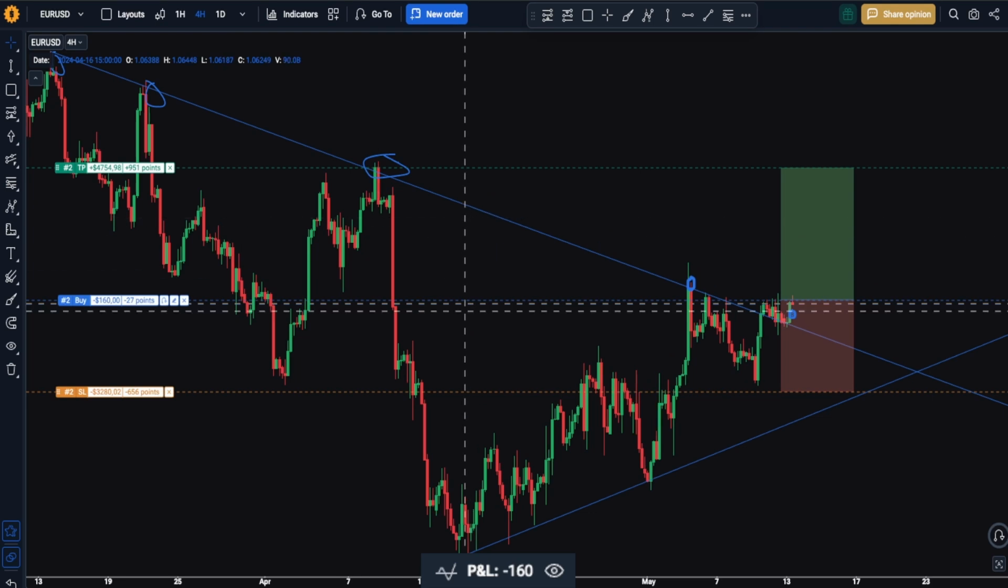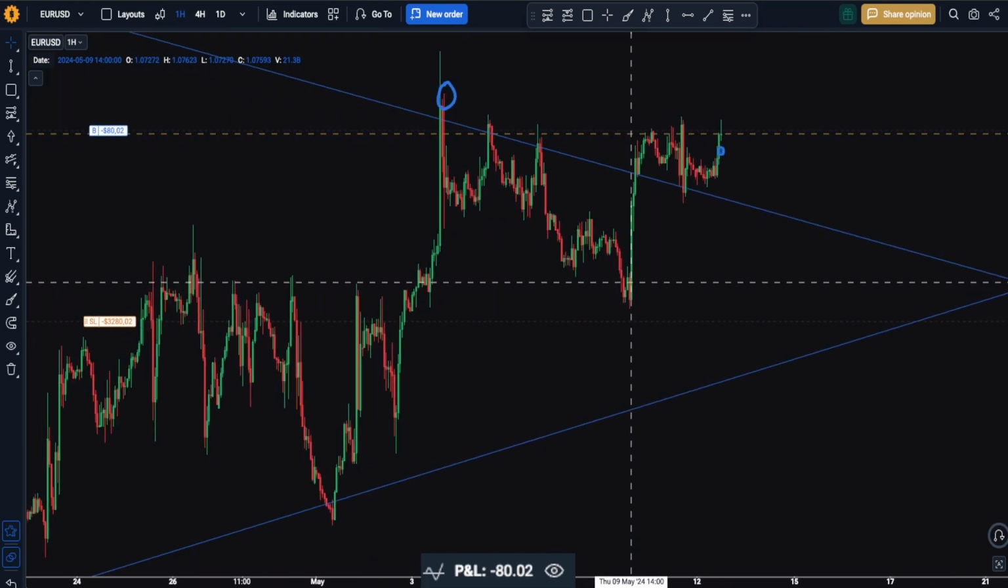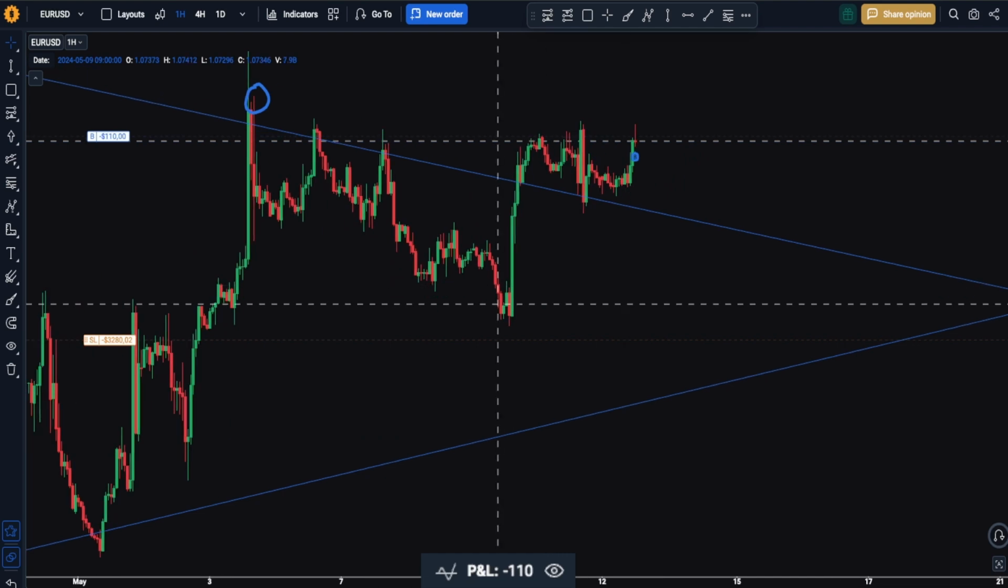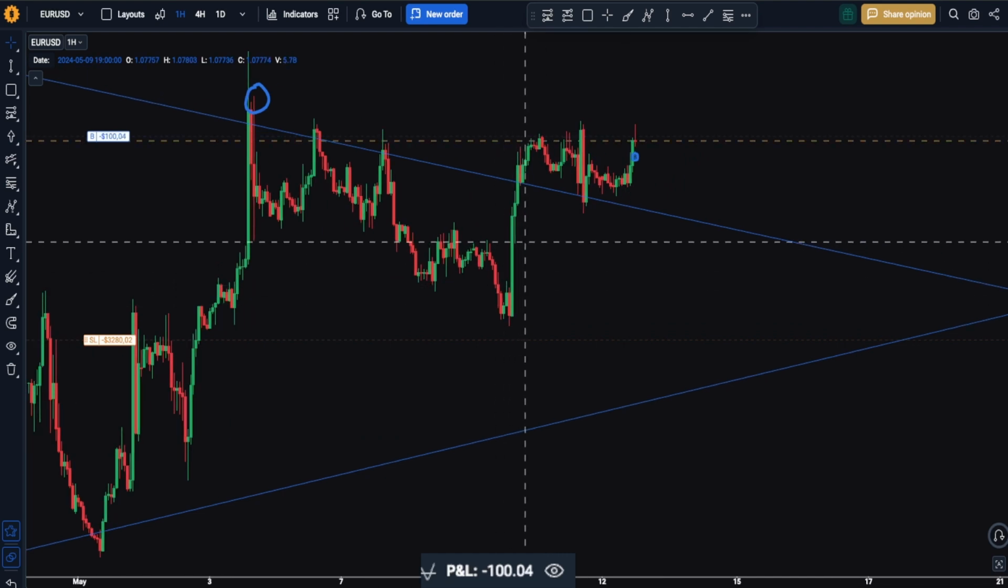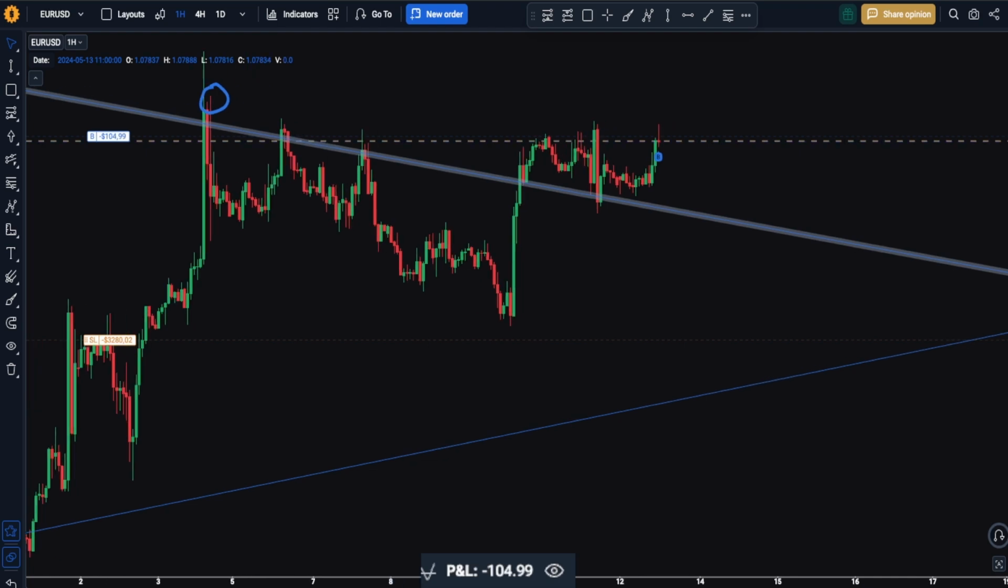Now let's switch to the 1-hour time frame. After the breakout, my strategy required a retest entry. This provides confirmation and optimal risk-reward positioning. Following the initial break, price retraced back toward the broken trend line. This pullback is what I'm waiting for. The market testing whether the breakout level will now function as support.